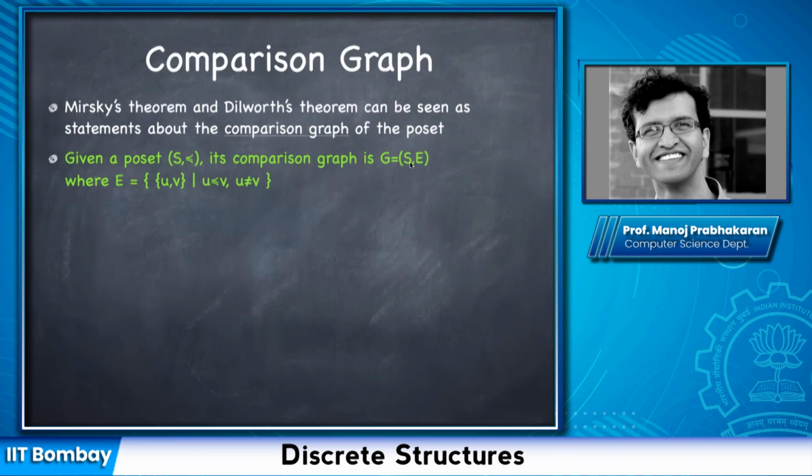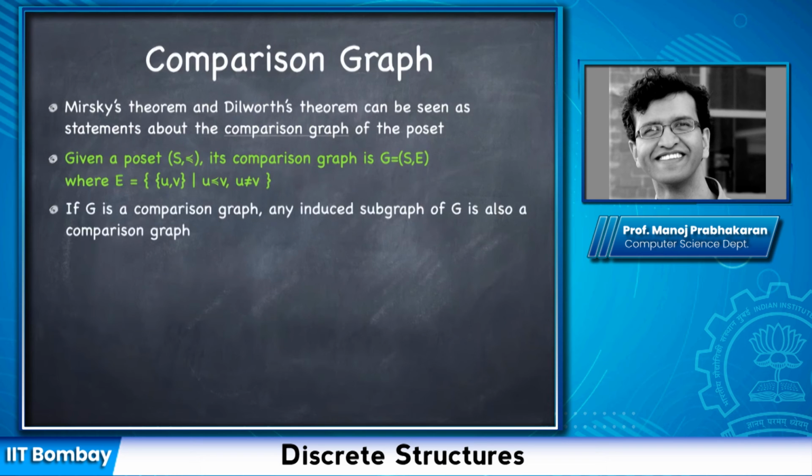Given a poset, you construct a graph in which the vertices are the elements in the poset, and you put an edge between u and v if u and v are comparable. If u is less than or equal to v, or v is less than or equal to u. It's an undirected graph, and you do not put any self-loops. So it's essentially the graph you would get by squishing together the bipartite graph that we talked about earlier.